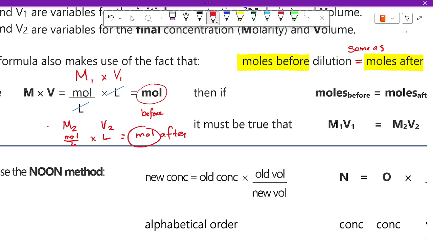And remember, these are the same. And if those are the same, then M1 times V1 is equal to M2 times V2. Does that make sense? Cool. So you can use that formula. Just make sure you put the right numbers in the right places and don't do your algebra wrong.